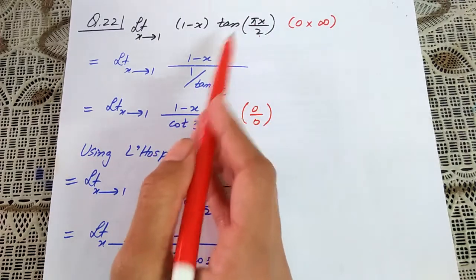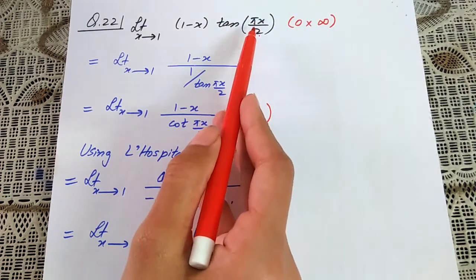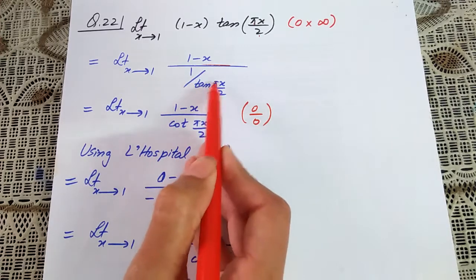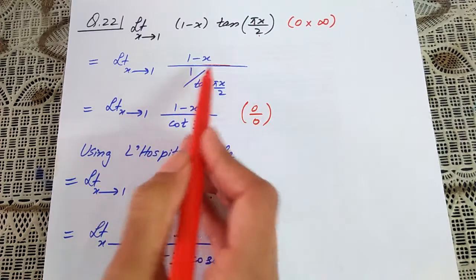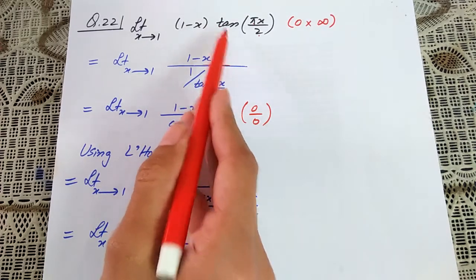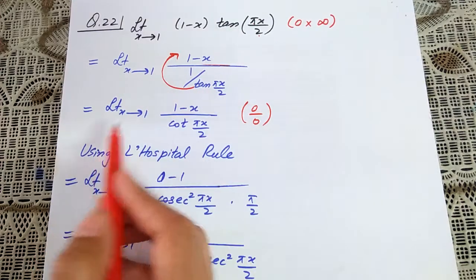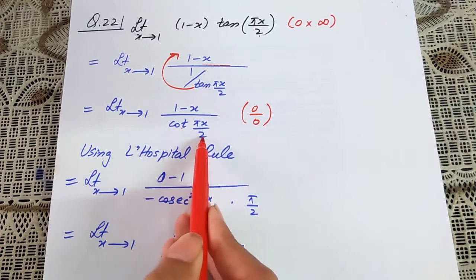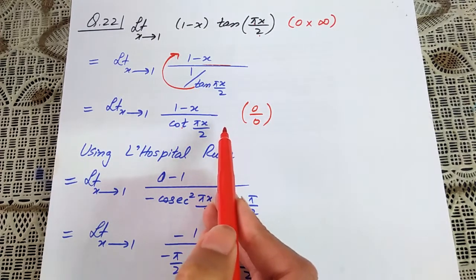For that purpose, we have to rearrange it. Tangent (pi x by 2) can be written as (1 minus x) divided by 1 over tangent (pi x by 2). This will make no difference. It is the same as the previous step. It can be moved up and we get the same previous step. 1 over tangent, this function is basically equal to cot (pi x by 2). This is now 0 by 0 form. So we can use the L'Hopital rule.